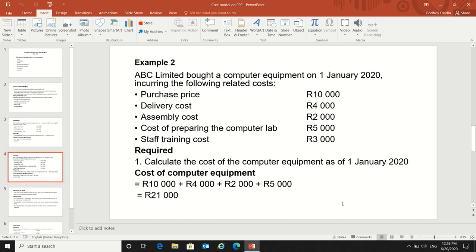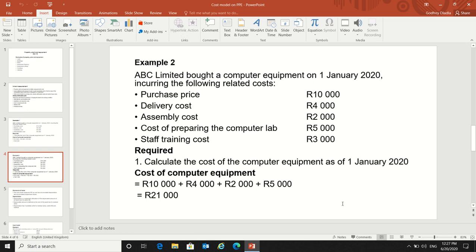Then we look at example 2. ABC Limited bought a computer equipment on 1 January 2020, incurring the following related cost. 10,000 purchase price, we have to include that. Delivery cost, we have to include. Assembly cost, meaning we're assembling the computer, we have to include that. Cost of preparing the computer lab. Now, remember, if I have to remove things in that room to make sure that it is suitable to become a computer lab, those costs must be included.